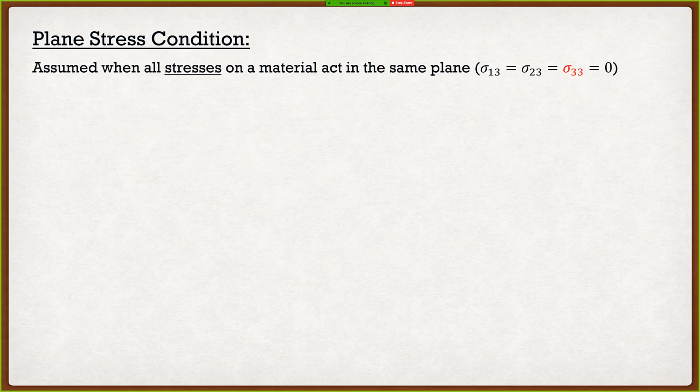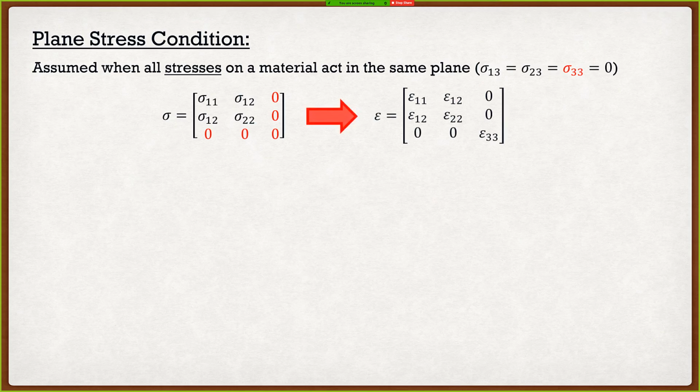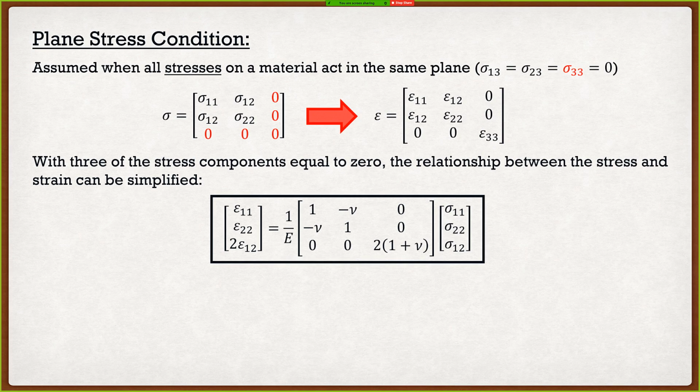Therefore, sigma 1,3 is equal to sigma 2,3, which is equal to sigma 3,3, which is going to be equal to 0. Therefore, my stress tensor is going to look like this. Nice and easy, right? And then from there, we can calculate our strain tensor, and we can see that the shear strains in the 1,3 and 2,3 directions are going to be equal to 0. Now, because of this, we can actually create a much simpler constitutive law if we have a plane stress condition, where we can calculate epsilon 1,1, epsilon 2,2, and epsilon 1,2 simply by using the very shortened compliance matrix multiplied by sigma 1,1, sigma 2,2, sigma 1,2.